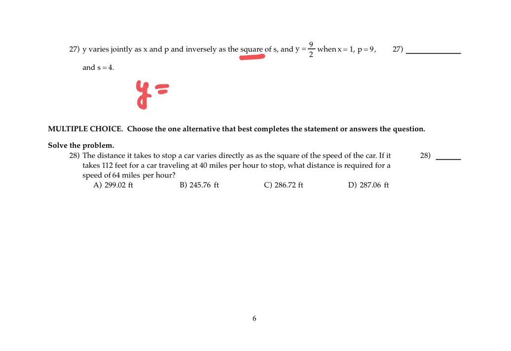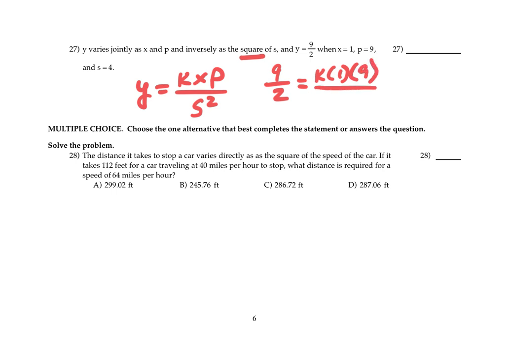y equals K times x times p, and then inversely means I'm going to divide by the square of s. Don't forget about the square. First step is to always write that function out, that new variation equation. Then we're going to plug in the numbers that they give me to find out what K is. So 9/2 is y. K times 1 times 9 all over 4 squared.